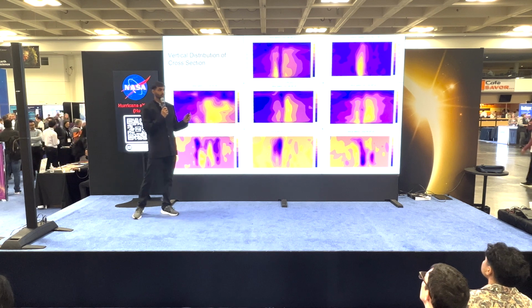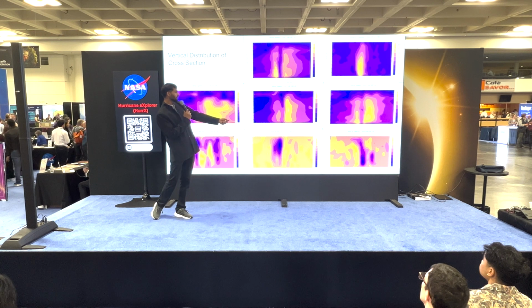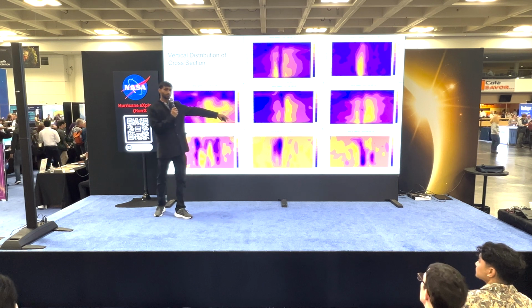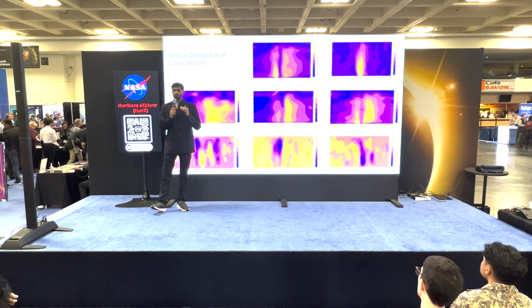All the datasets or the plots are in hurricane coordinates. This means that at the center you can see the center of the hurricane, and the x coordinate is simply the distance in kilometers away from the storm center.